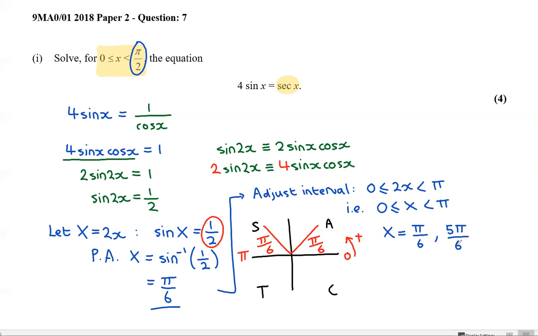This, of course, is equal to 2x. If you remember, we wrote big X is equal to 2x right there. You can also see it here as well. So we just have to divide everything by 2, and we've got everything we need. So x is going to be pi over 12 or 5 pi over 12. Okay, so that's part one of this question.